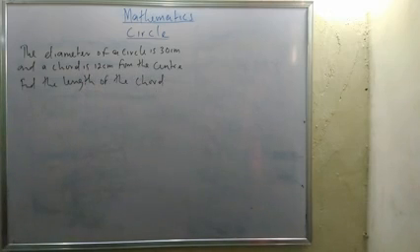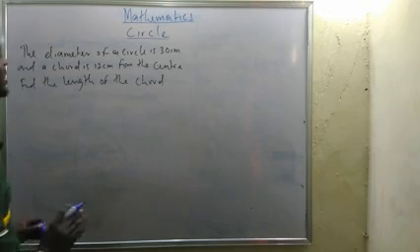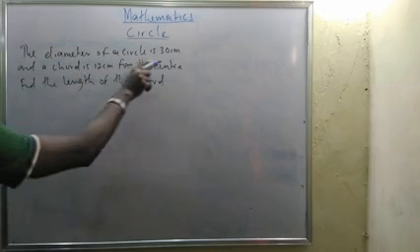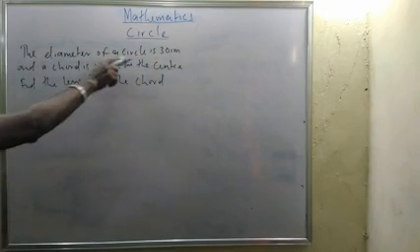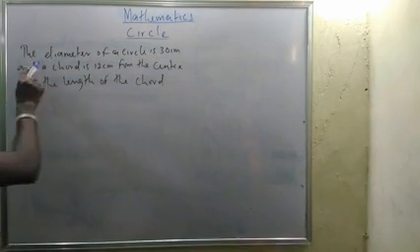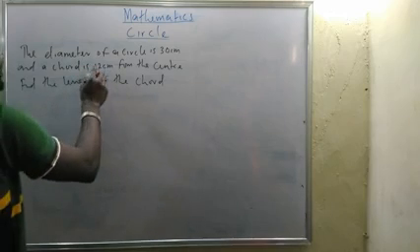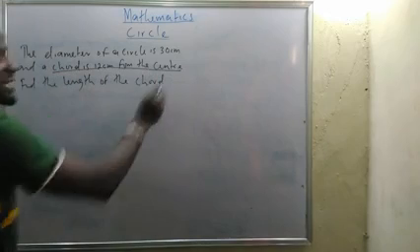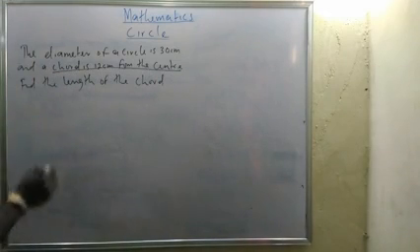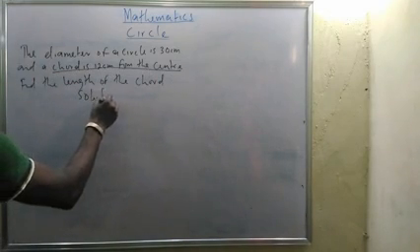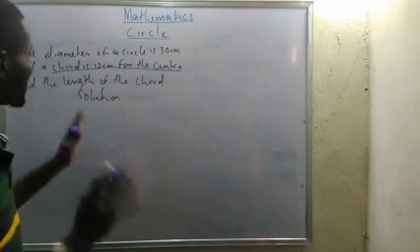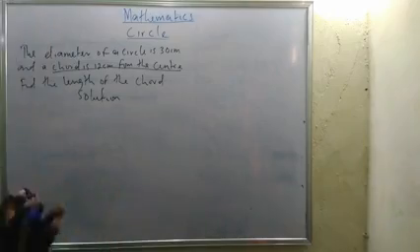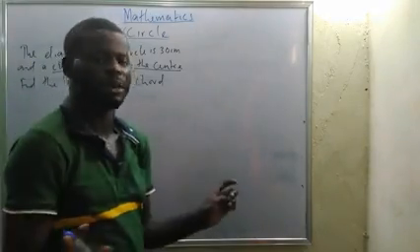We are looking for the length of the chord. Now, don't be confused with what is here. The diameter of a circle is 30 centimeters, and a chord is 12 centimeters from the center. This statement is a very technical statement. Okay, let me make a solution to this problem. Just look at the question very well. You must learn to interpret the question. If not, there will be a big problem.